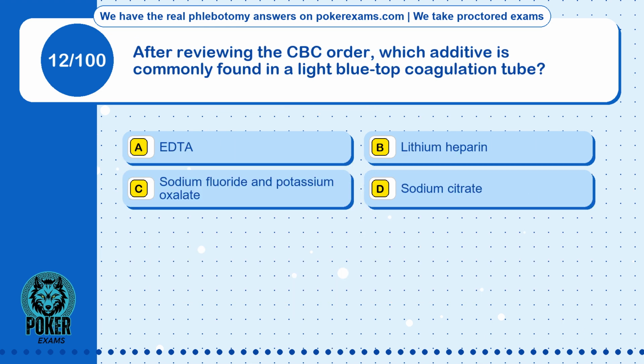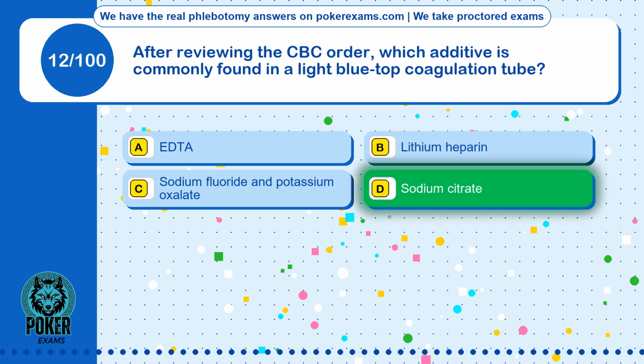Question 12. After reviewing the CBC order, which additive is commonly found in a light blue top coagulation tube? Option A, EDTA. Option B, lithium heparin. Option C, sodium fluoride and potassium oxalate. Option D, sodium citrate. The correct answer is option D.